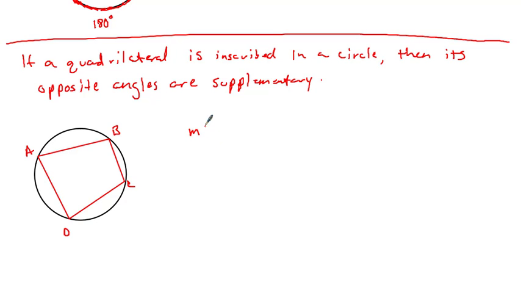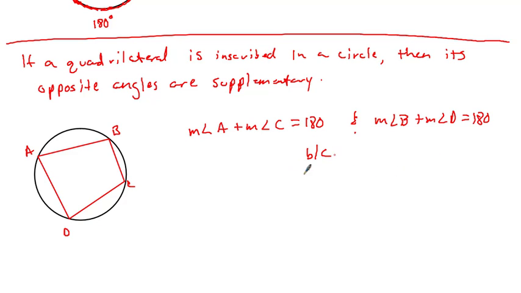So that means that the measure of angle A plus the measure of angle C equals 180. And the measure of angle B plus the measure of angle D also equals 180. Okay, that should all make sense because the measure of angle A plus the measure of angle C equals 1/2 of arc BD, right? So measure of angle A goes to arc BD right here, right? That's the measure of angle A.